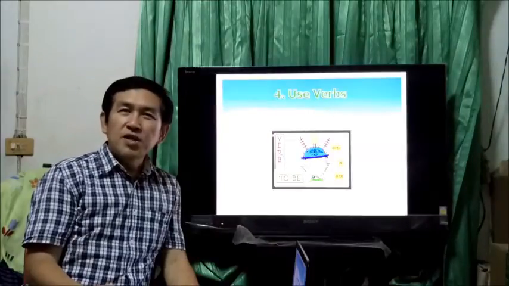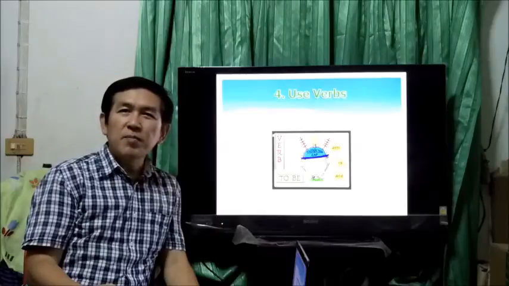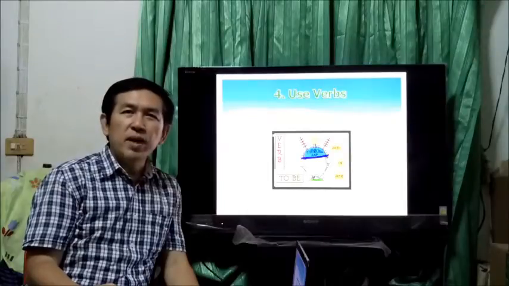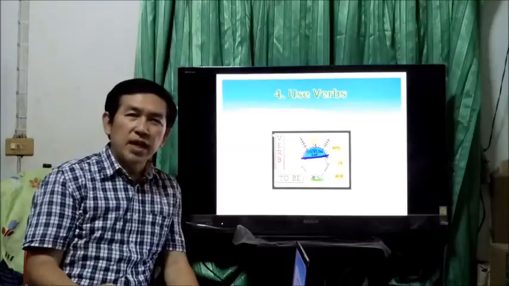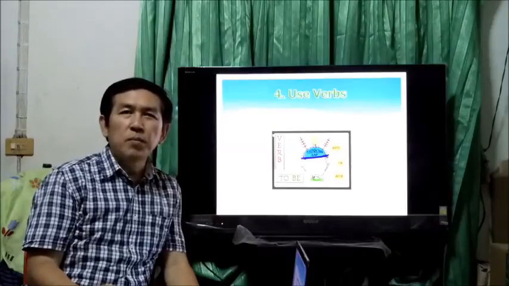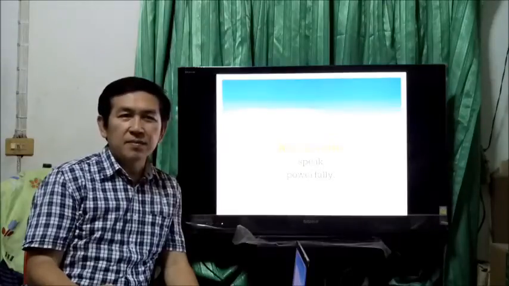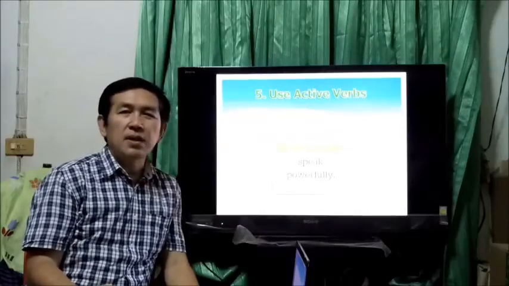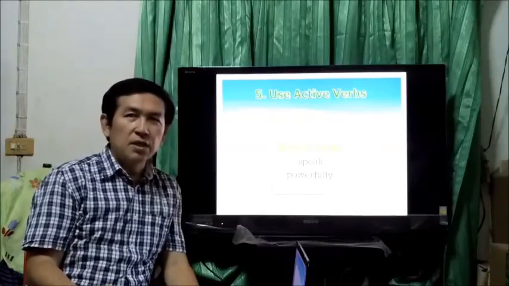Number 4, use more verbs instead of nouns. Make sure to use more verbs rather than nouns. Using a lot of nouns will make it difficult to understand. Spoken English sounds more natural when you use more verbs. Number 5, use active verbs instead of passive verbs. They are much easier to understand.